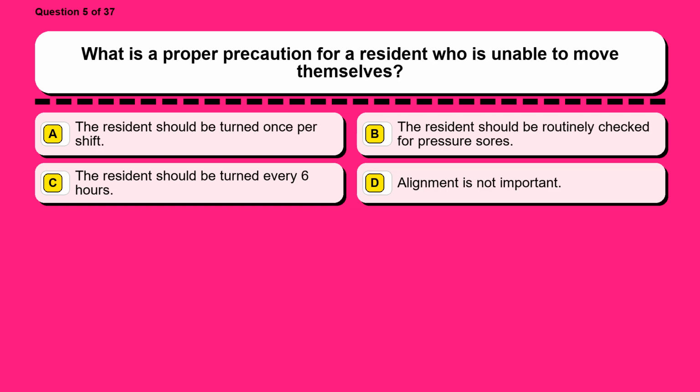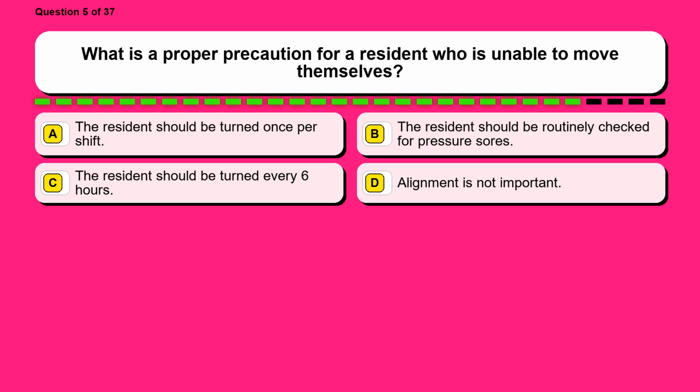Question 5. What is a proper precaution for a resident who is unable to move themselves? Option A. The resident should be turned once per shift. Option B. The resident should be routinely checked for pressure sores. Option C. The resident should be turned every 6 hours. Option D. Alignment is not important.